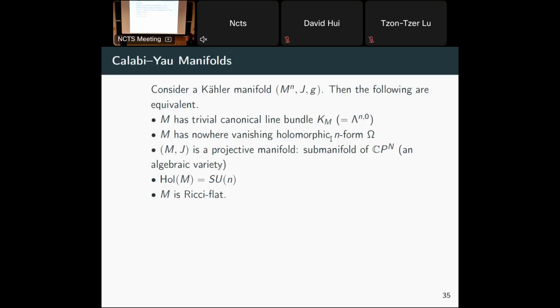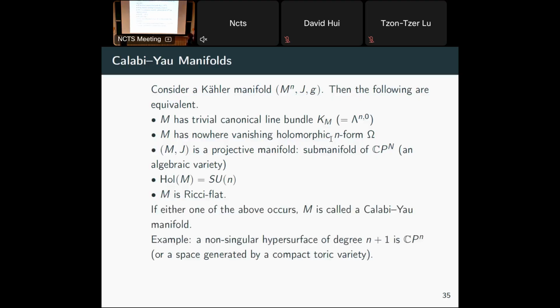It is a projective manifold, Calabi-Yau. Holonomy group SU(N), Calabi-Yau. M is Ricci flat, again Calabi-Yau. So if you start with a Kähler manifold which is Ricci flat, it's a Calabi-Yau. And an example: just start with CP^N, complex projective space, and consider a non-singular hypersurface. You get a Calabi-Yau. Or you can consider a hypersurface of something like a compact toric variety. Oh, it's a submanifold of CP^N.